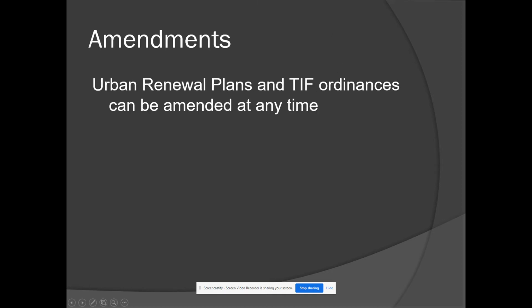Urban renewal plans and TIF ordinances can be amended, rescinded, changed, etc. at any time during the process, and oftentimes they are. So just keep in mind that as a county receiving documents from a city, you want to have an understanding of what you're looking at when you're receiving it. Are you receiving documentation on an amendment to an existing plan? Is this a whole new plan? Is this an amendment to an ordinance? Make sure you're reviewing the documents that you receive and have an understanding of what they represent.